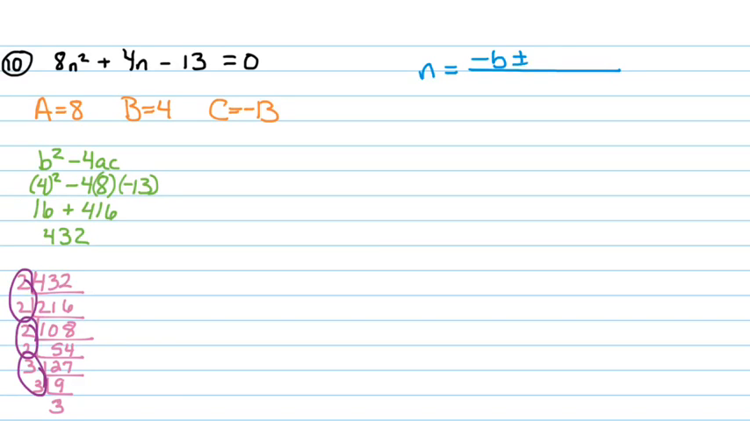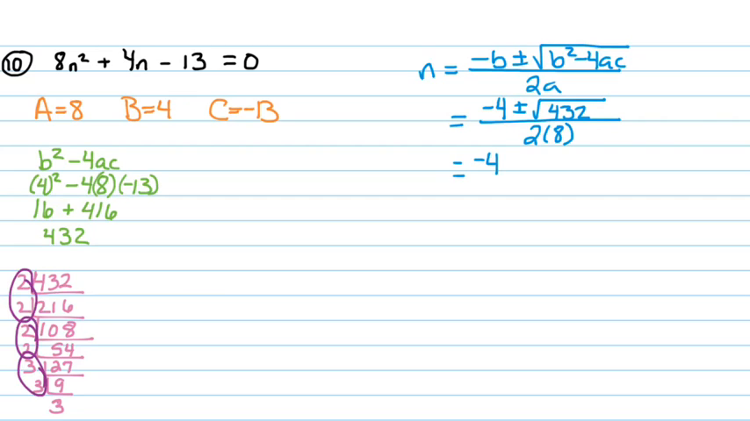Opposite b plus or minus the square root of b squared minus 4ac all over 2a. Opposite b is going to make this a negative 4 plus or minus the square root. You've already found that number is 432. All divided by 2 times a, which is 8.